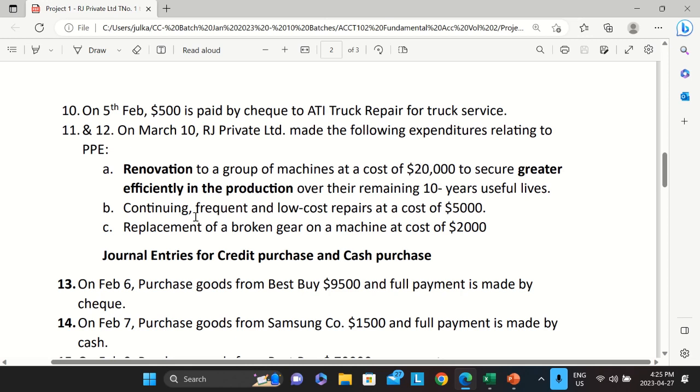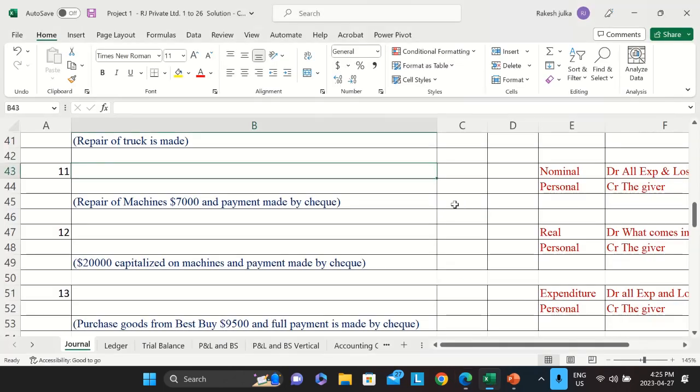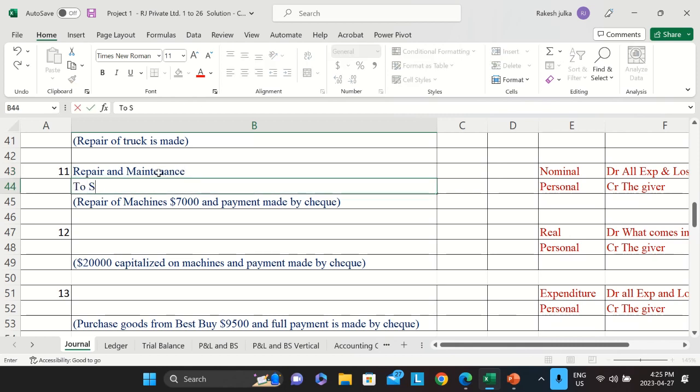And the second is the continued frequent low cost repair expenditure, $5,000, and broken gear. These are the minor expenditures. So minor expenditure, we will say 5,000 plus 2,000, 7,000 are the minor expenditure. So now for the next 11th transaction, that will be $7,000, right? So repair and maintenance to Scotia Bank. So repair and maintenance, how much is the amount? Of $7,000.